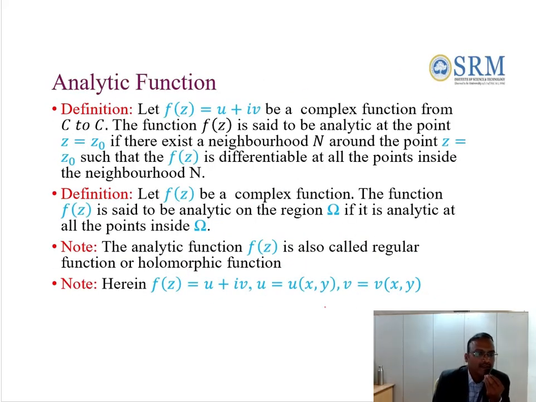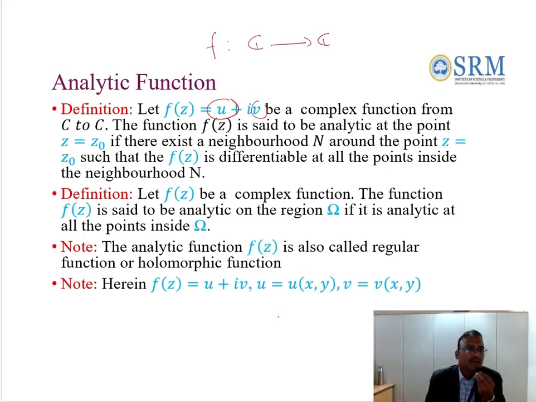So next we see what is the definition of an analytic function. Here f of z is a complex valued function, that is, f is a function from the set of complex numbers to the set of complex numbers. Like the complex variable z, this f of z also has two components. One is a real part, another one is an imaginary part. That is, u is the real part of the complex function f of z, and v is the imaginary part.